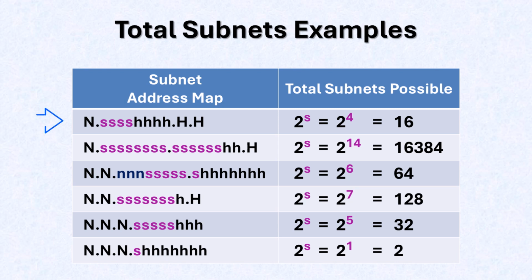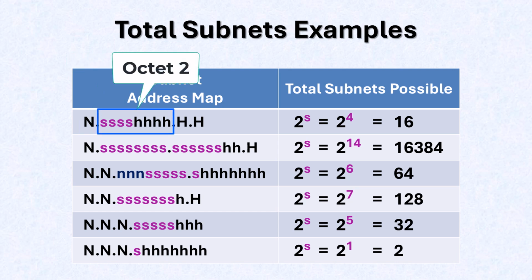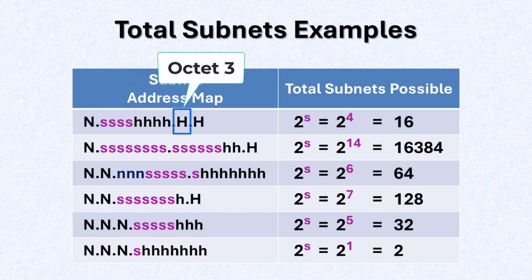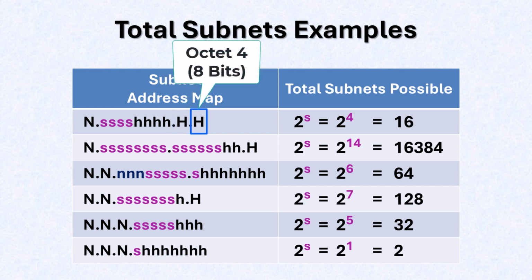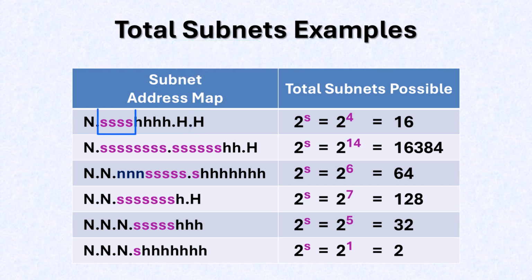Let's look at the first entry. Keep in mind that an IPv4 address is made up of 4 octets adding up to 32 bits. Uppercase letters in the address map represent 1 octet, or 8 bits. There are 4 subnet bits in the first address map. Applying the formula gives 2 raised to the 4th power. A subnetting scheme with this address map can provide a total of 16 subnets.